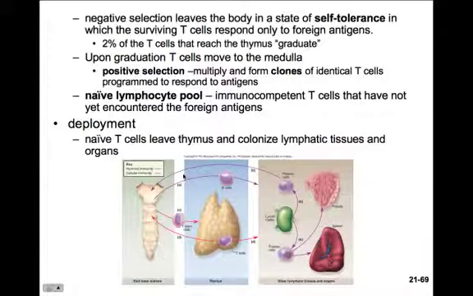So stop here for a moment and diagram the process of T cell maturation. How they originate in the red bone marrow, then they're in the thymus, beginning in the cortex, where they're in school, testing happens, negative selection, positive selection, and then deployment to the lymphatic tissues.